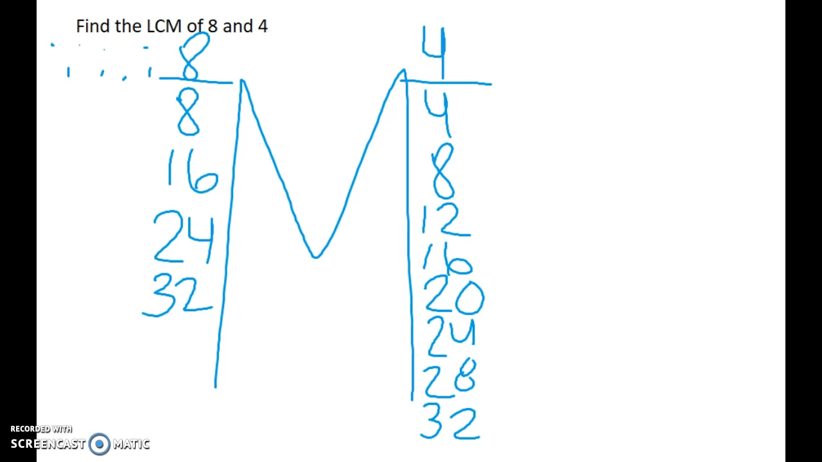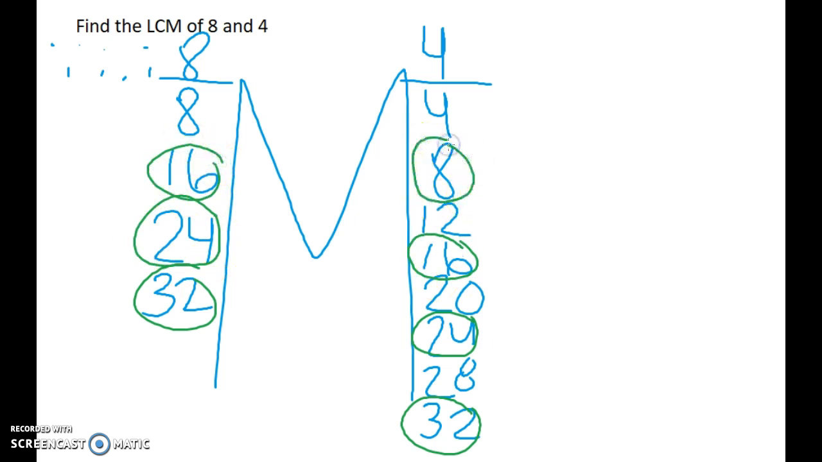Now that I have all of my multiples listed, I want to look through both of my lists and find any multiples that they have in common or any multiples that are the same. So the first thing I see is 32, 24, 16, and 8. Now I want to choose which of these common multiples, 8, 16, 24, or 32, is going to be my LCM. Remember that LCM stands for least common multiple. So I want to choose the one that is the least or the smallest, which would be 8. I'll draw my box right here to write my answer of 8.